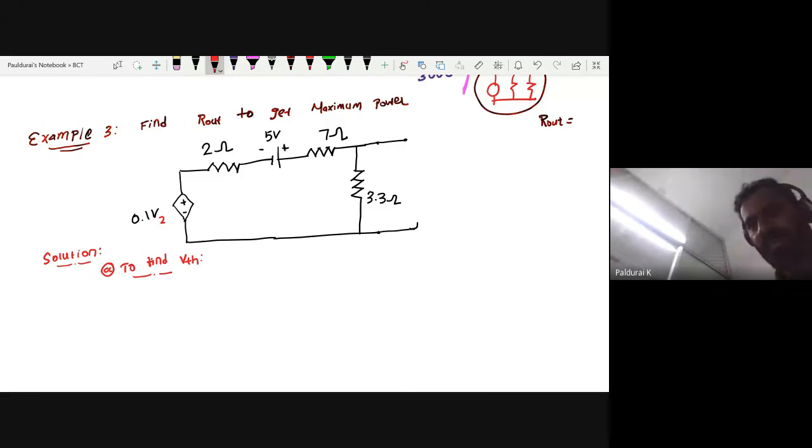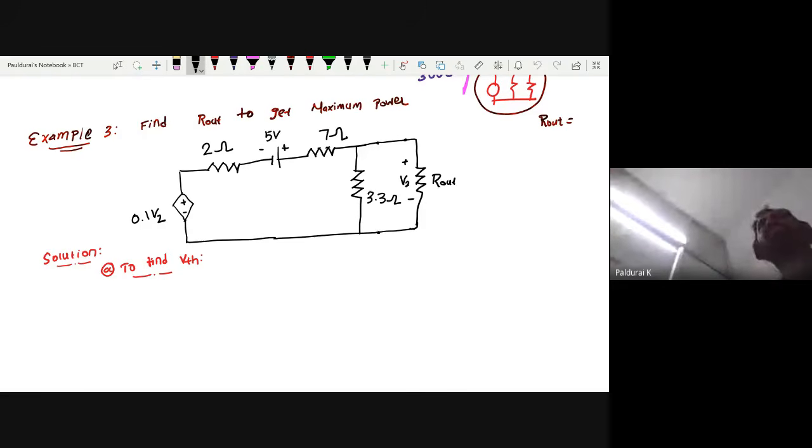Actually, what is V2 now? So this is my V2. The voltage across R out is my V2. This is the given problem. Okay, I forgot to give this V2. Now take this original problem.